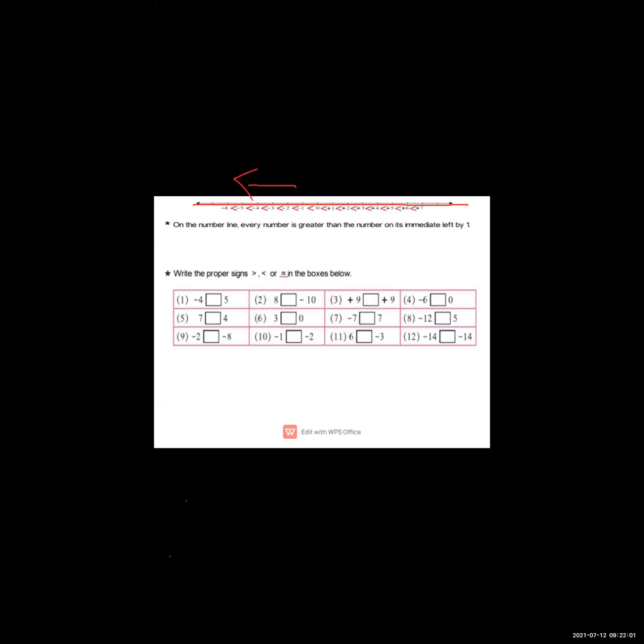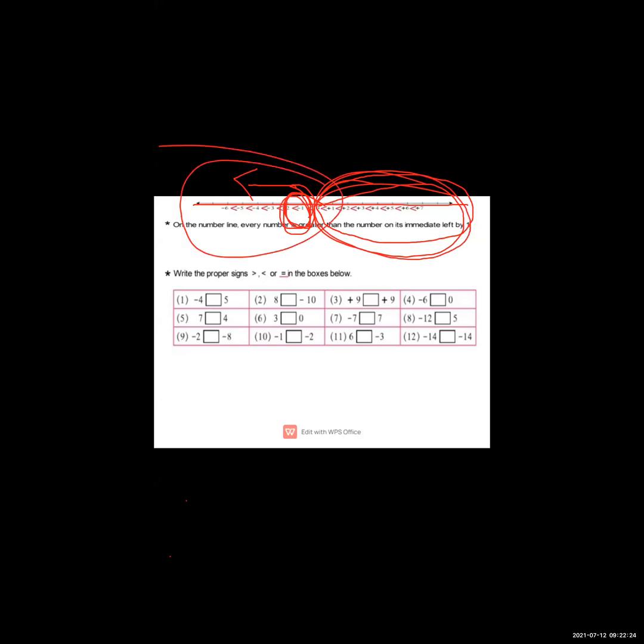एवरी नंबर इज ग्रेटर, हर नंबर ग्रेटर है. कहाँ से? जब लेफ्ट में 1 आ जाता है वहां तक के हर नंबर जो है उससे ग्रेटर होता है. एवरी नंबर इज ग्रेटर ऑन इट्स इमीडिएट लेफ्ट बाय 1. 1 आने तक के यहाँ पे जितने भी नंबर आते हैं वो इन नंबरों से बड़ा है, ओके. अंडरस्टूड. नाउ वी विल सी इन द प्रैक्टिस सेट.